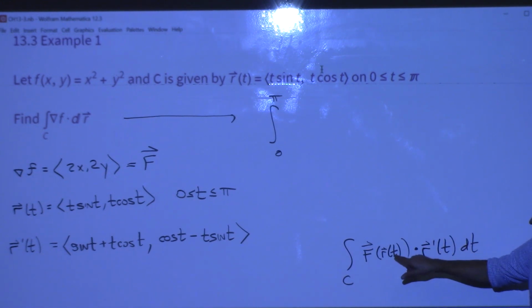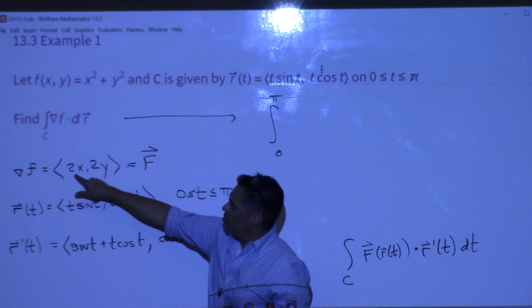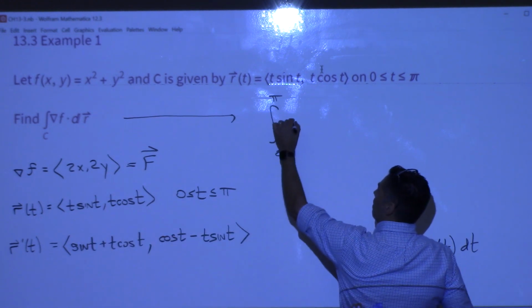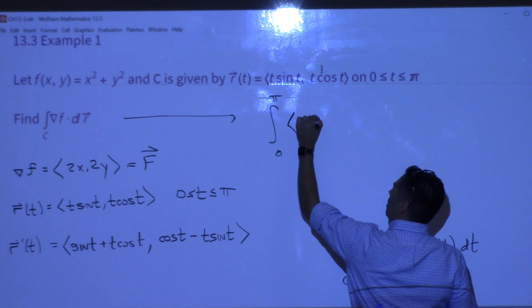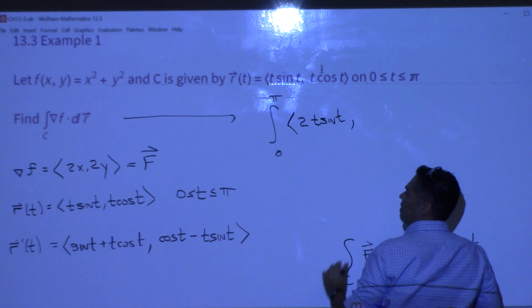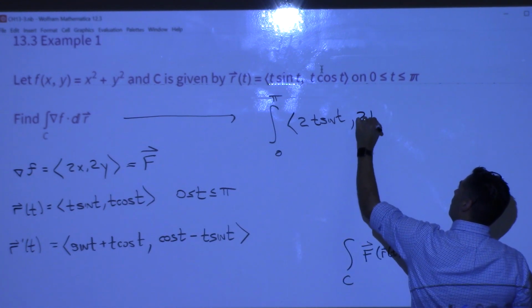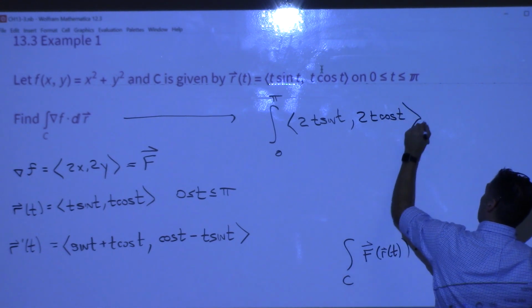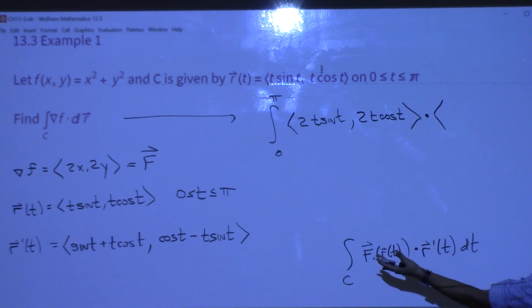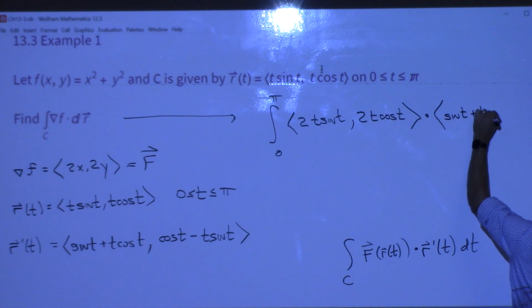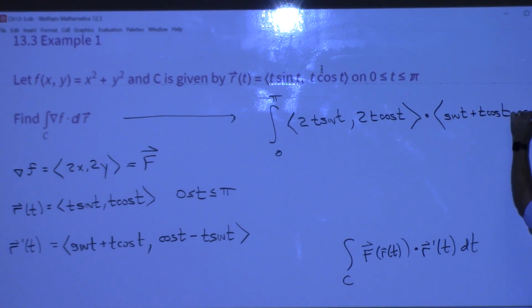So what is our field on the curve? 2 times x, but what's x? For us, it's this. So the vector 2 times t sine t. And then this 2y would be 2 times that y coordinate, which is 2t cosine t. Take that vector, dot it with the derivative: sine t plus t cosine t, cosine t minus t sine t, dt. Now I have to do a dot product.